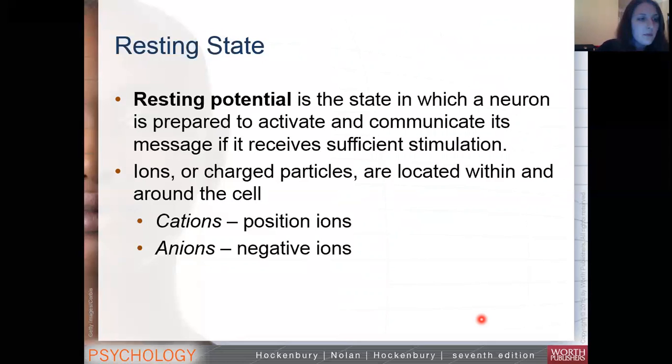So if you look at a neuron that doesn't have any sort of stimulation, it's not doing its job, it's what we refer to as in a resting state. And so when we have a neuron that is resting, it has a potential, which we refer to as the resting potential. So it's ready to activate, it's ready to communicate, as long as it receives sufficient stimulation. If a particular neuron is sitting and waiting and doesn't get any stimulation, then it maintains its resting potential.